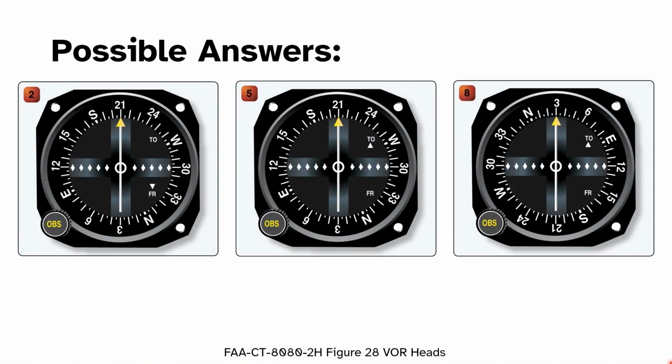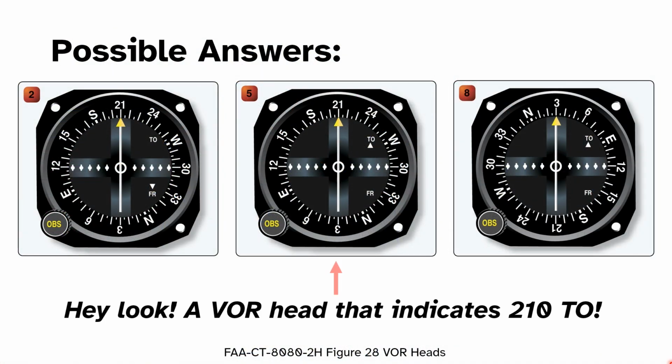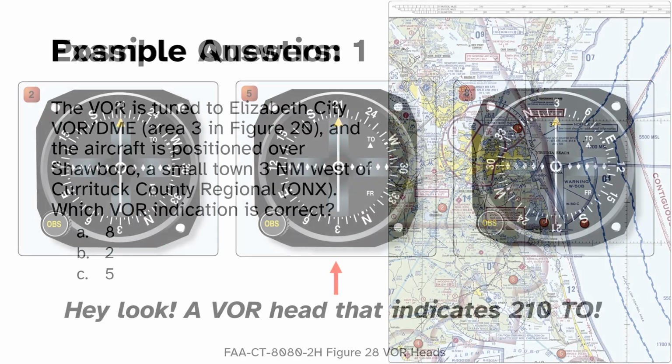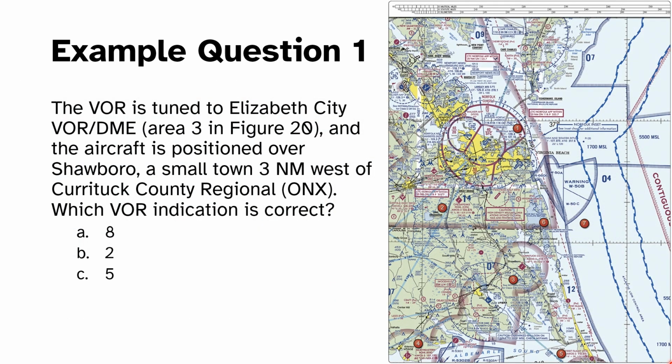So here are our possible answers. And, hey look, a VOR head that indicates 210 to. If we remember from our last slide, we were looking for either a 030 or so from, or a 210 to. Since all of these have no needle deflection, we were pretty gosh darn close to that 030. So we're going to roll with it. In this case, we've got a 210 to, which means that our answer comes out to be 5.